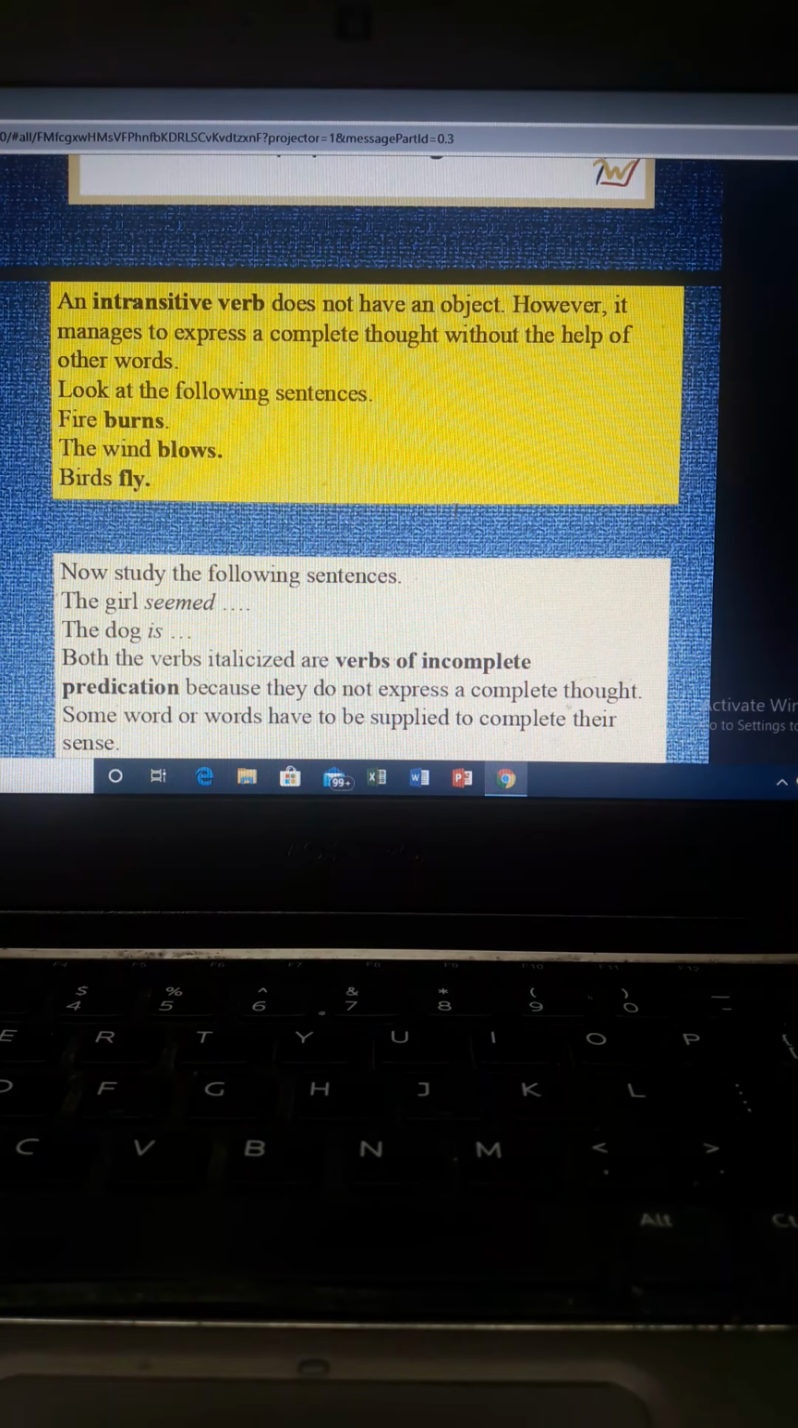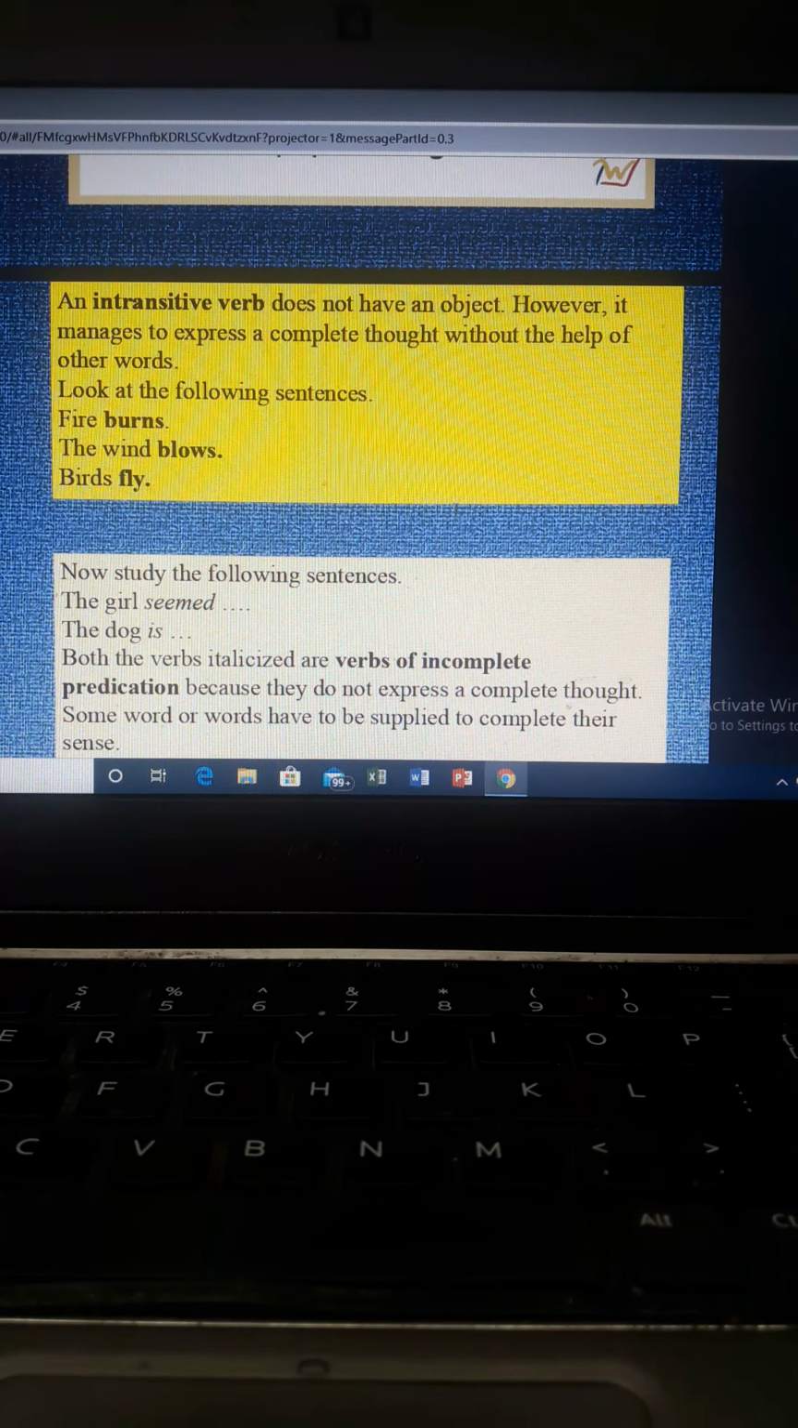Now, in such a case, such a verb is called a verb of incomplete predication. Is it clear? I'll repeat it once again. See, an intransitive verb does not have any object, but sometimes the intransitive verb, when used, makes a full sentence and makes complete sense. For example, fire burns. This makes complete sense, isn't it? We take another example of an intransitive verb where it does not make complete sense. For example, the girl seemed.